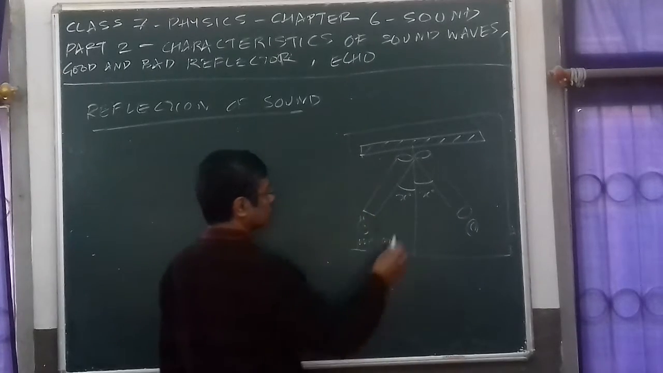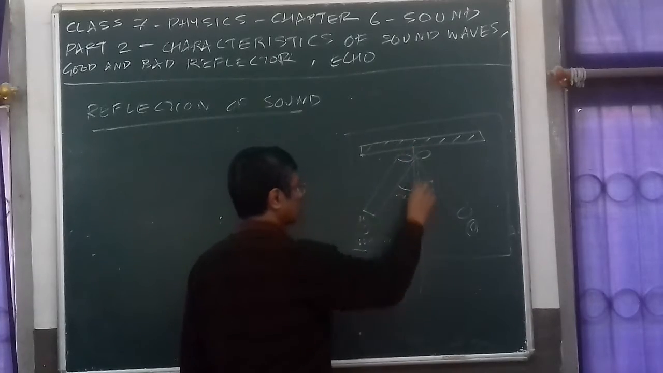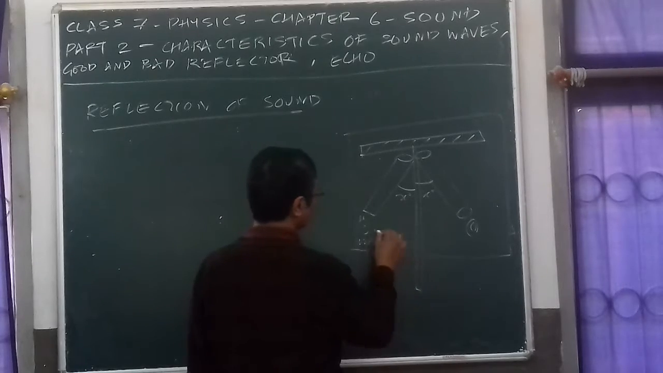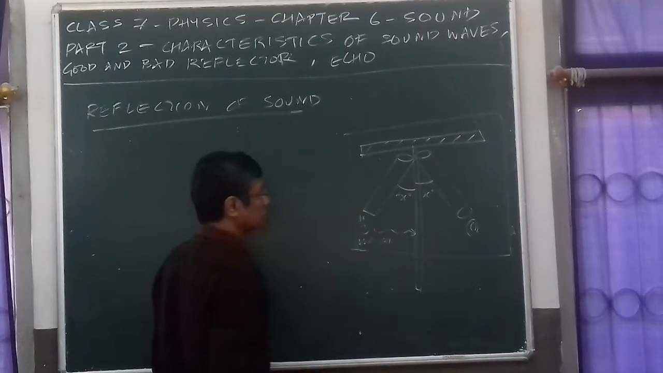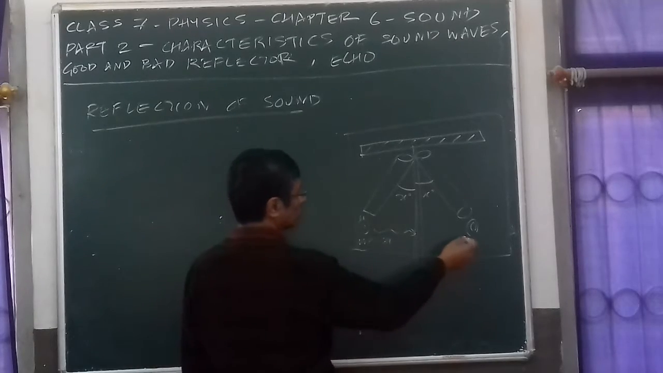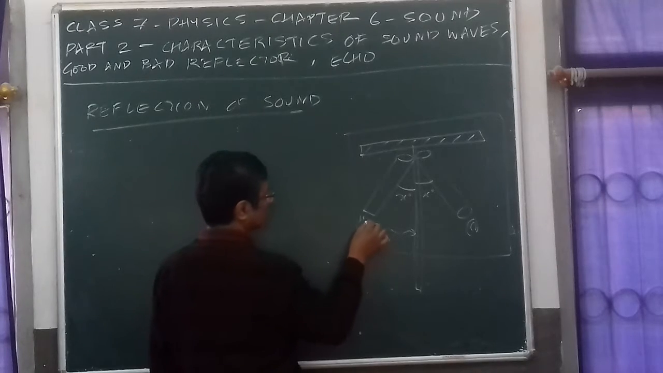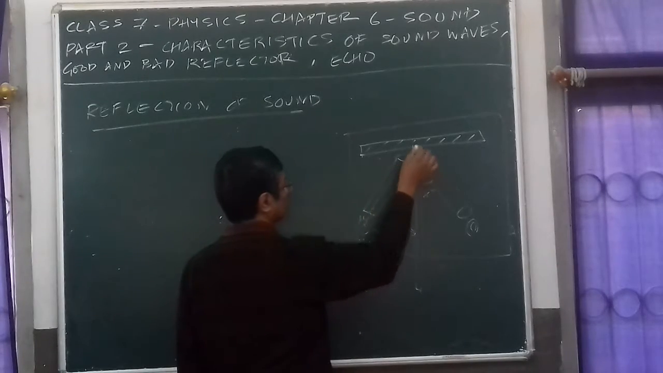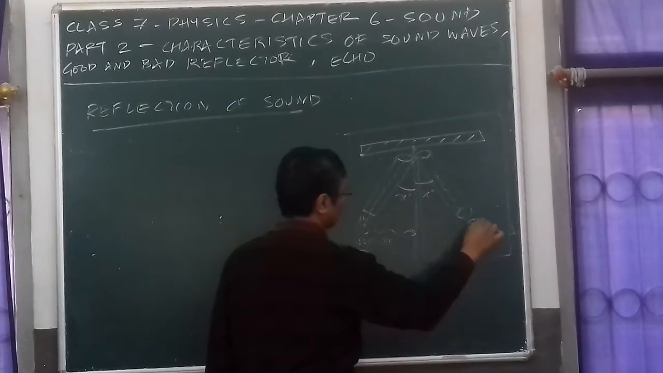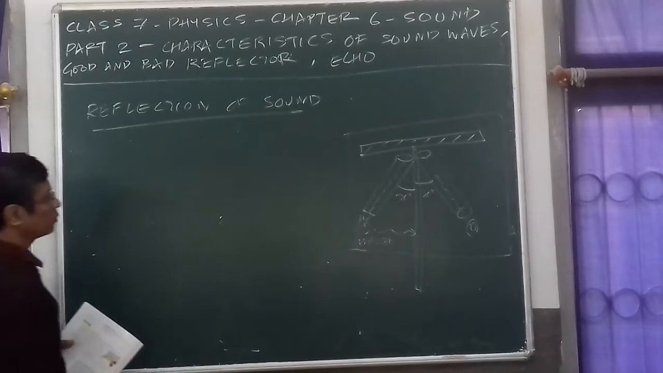One more thing, you need to create a barrier between these two tubes. Let's say you have a piece of plywood creating a barrier so that you can't hear the sound directly from the watch to your ear. But you'll still hear the sound, because the sound of the ticking watch travels through the tube, gets reflected by this hard surface, and travels down the other tube into your ear. So this experiment proves that sound can get reflected.